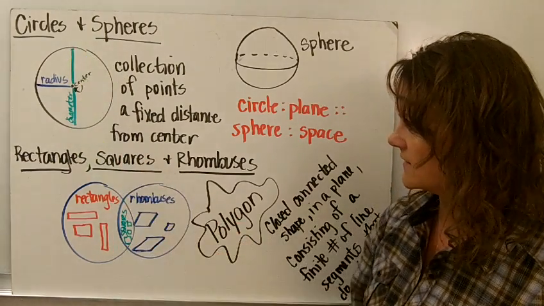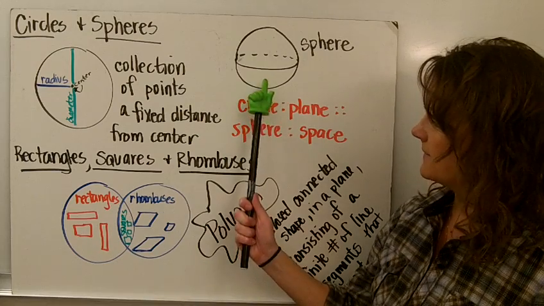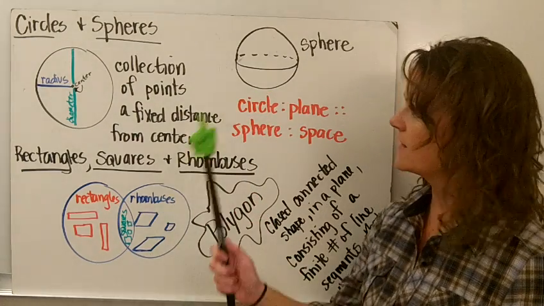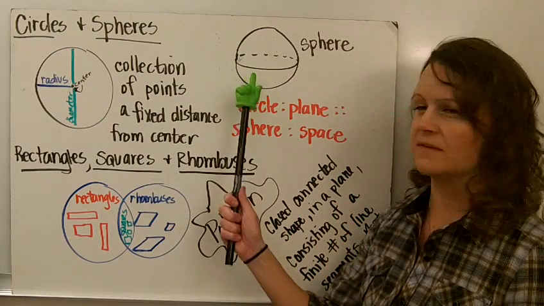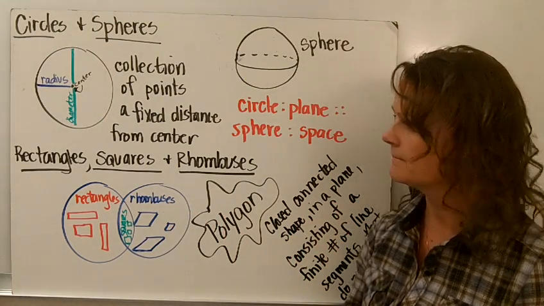Sometimes they're also named by the diameter, which goes all the way through the center of the circle and through both sides. A sphere, of course, is very similar to a circle, except a circle we're talking about a shape that exists in a plane, whereas a sphere is a shape that exists in space.